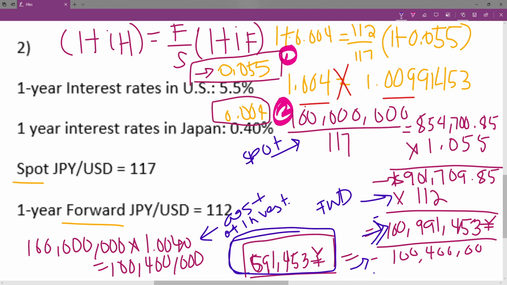Okay, so the answer here, I know it's a little illegible. Let me write this again. So it's 591,453 is the answer. And remember, this is in yen, not in dollars, because we borrowed in yen.